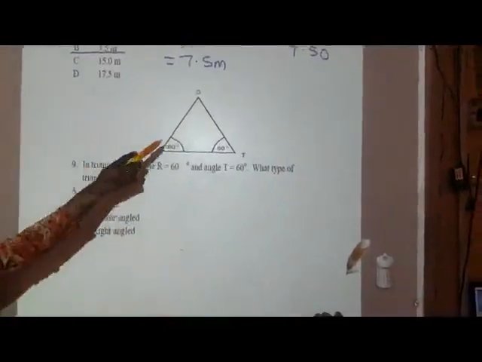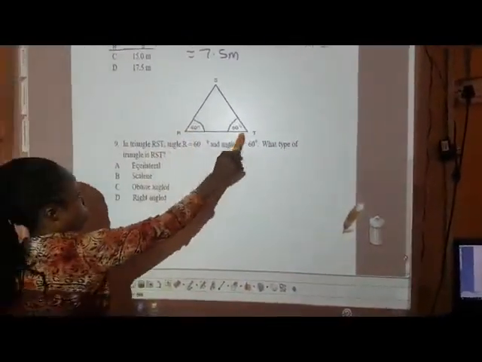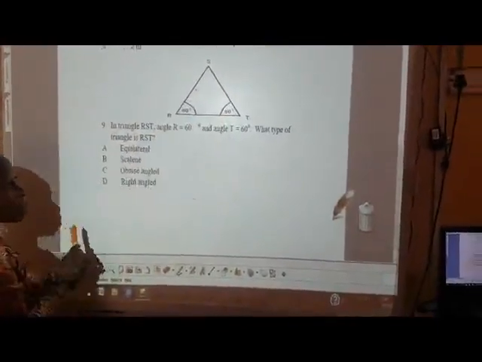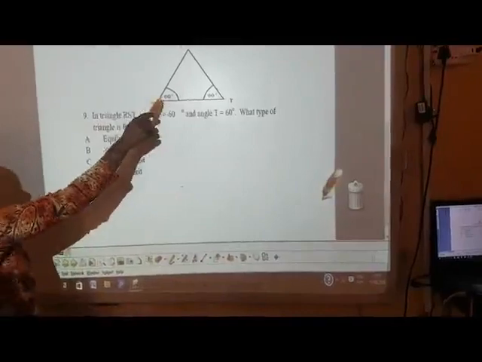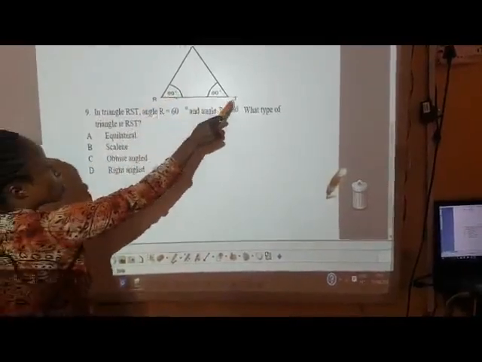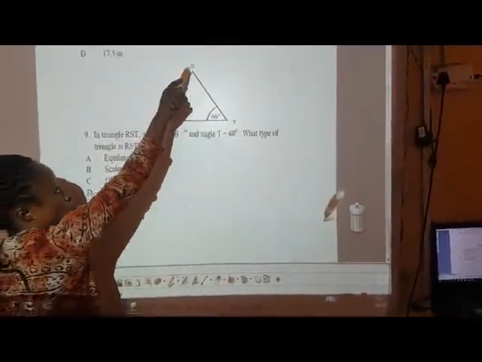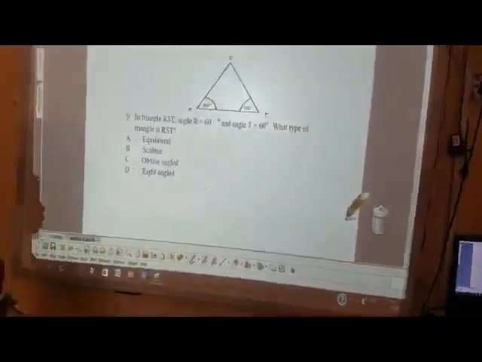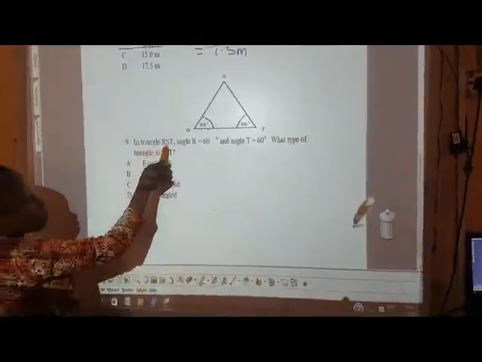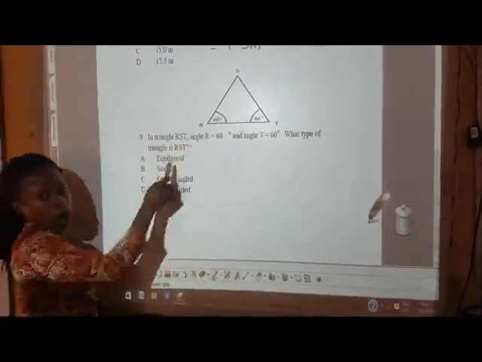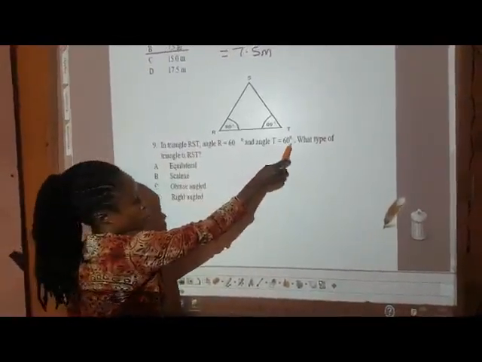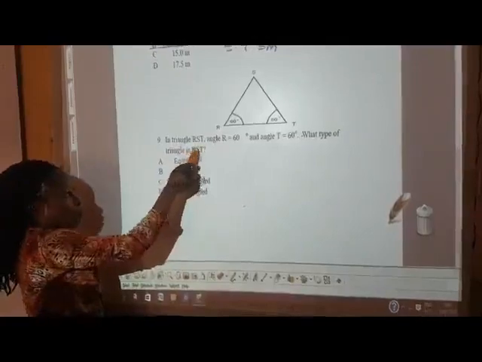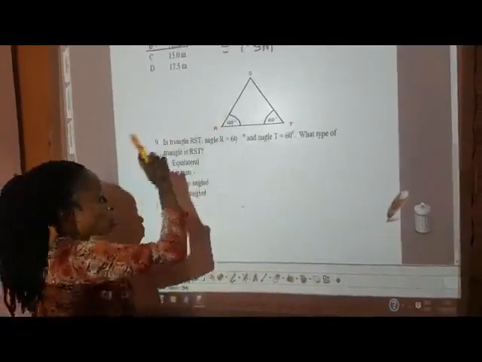Question 9. This shape is a triangle, and this place is the base. The triangle has 3 sides, and the triangle is labeled RST. Angle R is 60 degrees, angle T is 60 degrees, but we don't know what angle S is. The question: in triangle RST, angle R is equal to 60 degrees, and angle T is equal to 60 degrees. What type of triangle is RST?